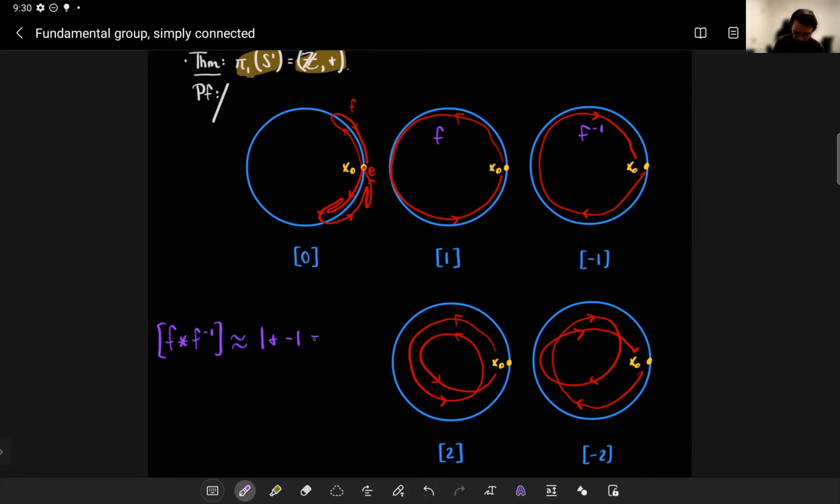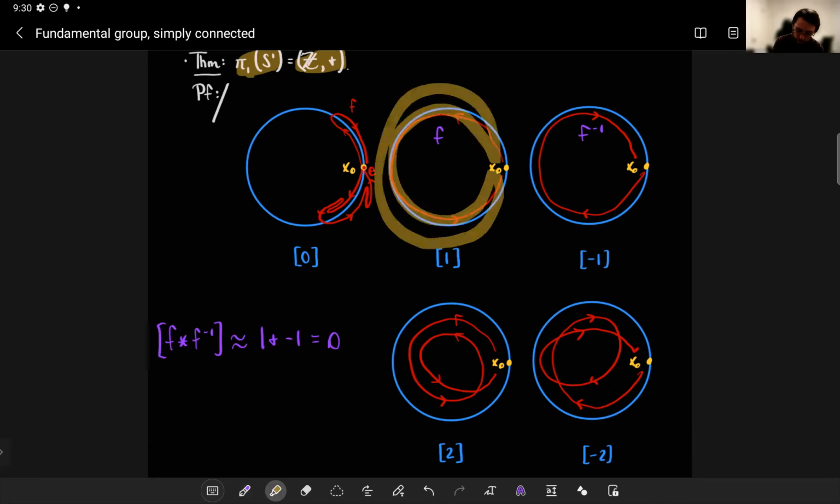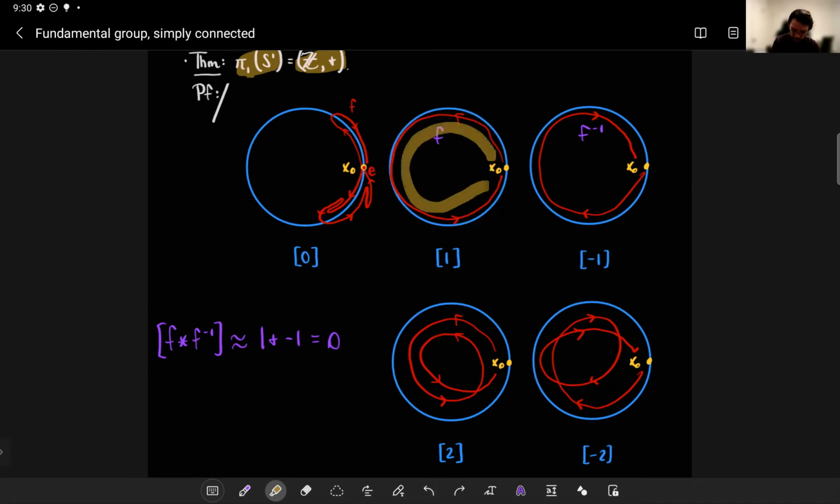And what's 1 plus -1? Well, that's 0. And what happens if I concatenate F with F inverse? Well, if I go this way, and then I go this way, I've undone everything, right? It's like saying, here's a loop of string. I can contract that to a point, right? That's homotopic to 0. That's homotopic to the identity. We showed that a second ago, that inverses actually work as you would expect. So E really is like the 0 element.